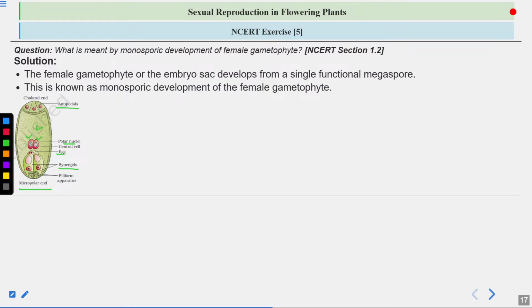So count the total number of cells and nuclei. We have 7 cells: 3 at the chalazal end, 3 at the micropylar end, and 1 central cell. Now count the nuclei. 3 are present in the antipodals, 3 in the egg apparatus, and 2 in the central cell. So total 8 nuclei, right? This whole structure is formed from one functional megaspore, and that is why it is called monosporic development.